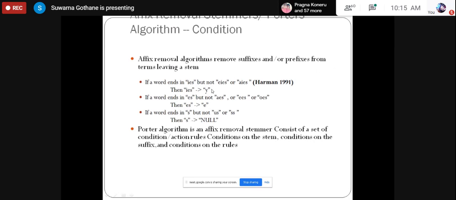So IES will form into Y, ES into E, and S to null. And these are some of the exceptions when these rules are not going to be applicable.